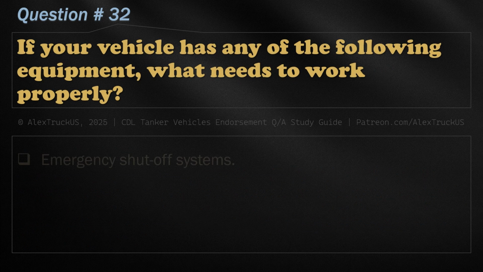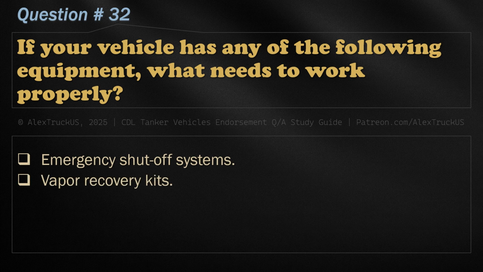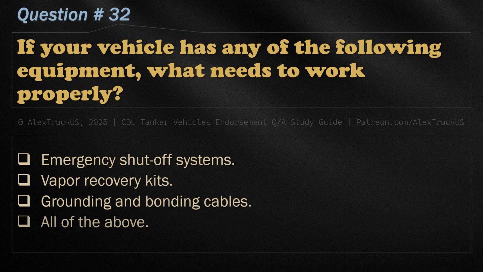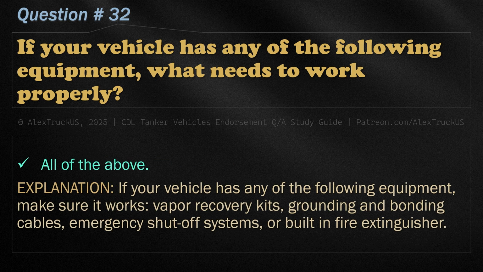Question 32. If your vehicle has any of the following equipment, what needs to work properly? Emergency shut-off systems, vapor recovery kits, grounding and bonding cables. All of the above. Correct answer is all of the above. If your vehicle has any of the following equipment, make sure it works: vapor recovery kits, grounding and bonding cables, emergency shut-off systems, or built-in fire extinguisher.